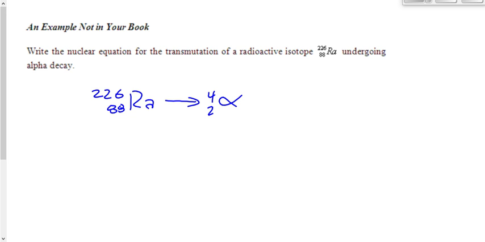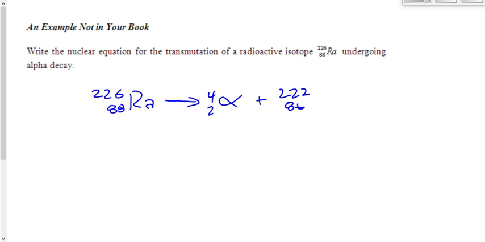What else do we have that's released here? Well, we know if we have a mass number of 226 on the left side, it has to be 226 on the right side. So 4 plus what equals 226? 222. What do we have on the left side for atomic number? 88. What do we have on the right side? 88. 2 plus 86 gives me 88.